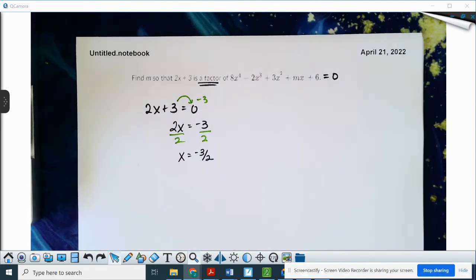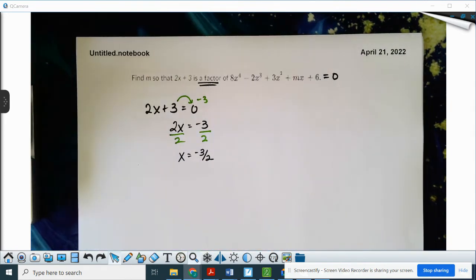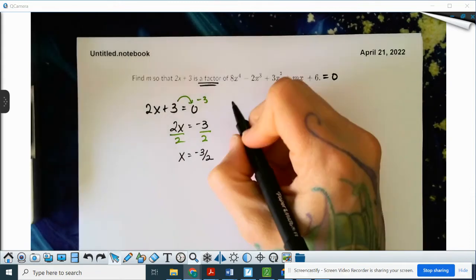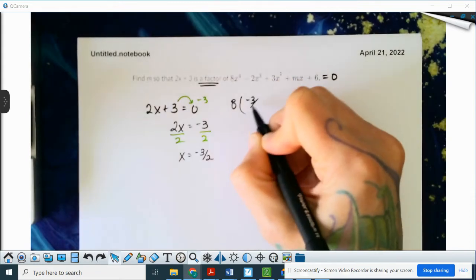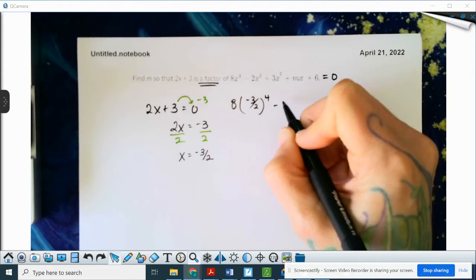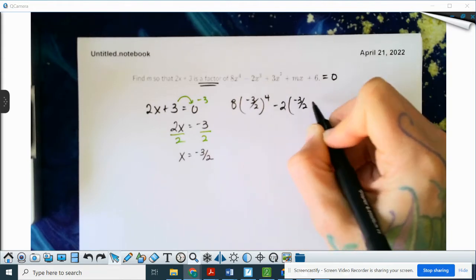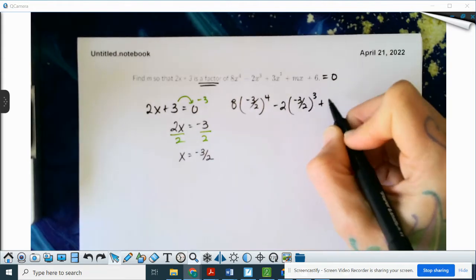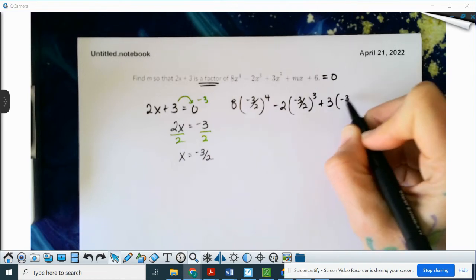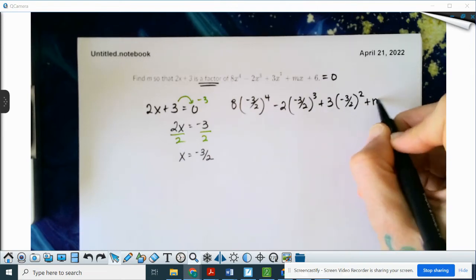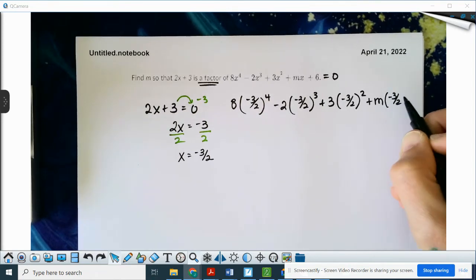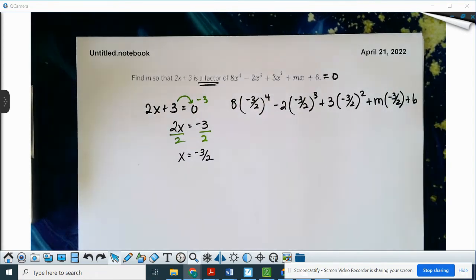Now, my biggest call out would be: slow down, be careful, use your calculators. So 8 times -3/2 to the fourth power minus 2 times -3/2 to the third power plus 3 times -3/2 squared plus m times -3/2 plus 6. And it is equal to 0, and I just ran out of room. Now, you could also change that -3/2 to -1.5, which may be better for you as far as putting it in your calculator.